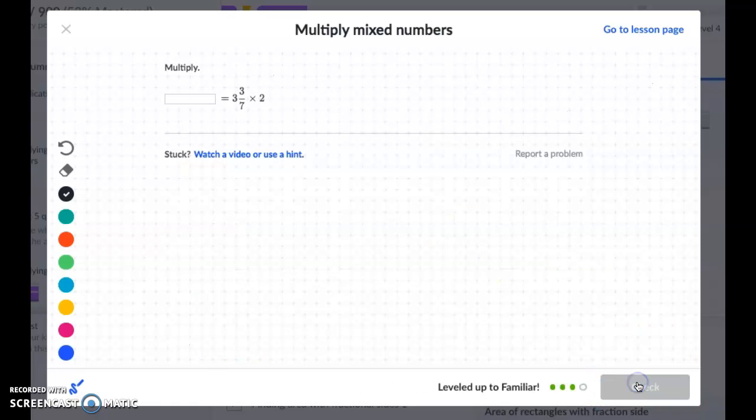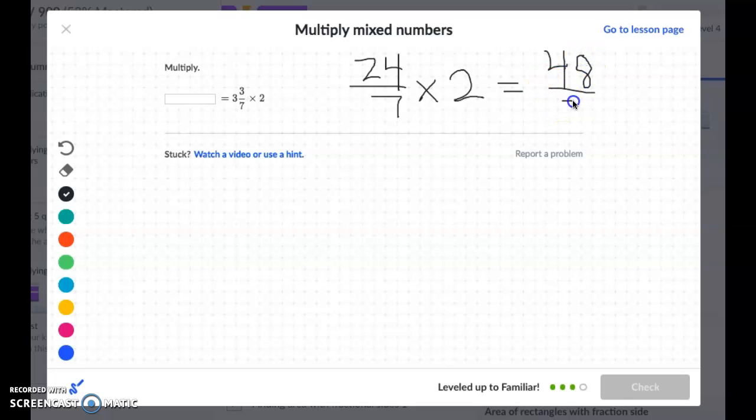3 3/7 times 2. Again, I'm going to make that into an improper fraction. 7 times 3 is 21, plus 3 more, so 24 over 7 times 2. So that's 24 times 2, which would be 48 sevenths, but I still need to simplify.